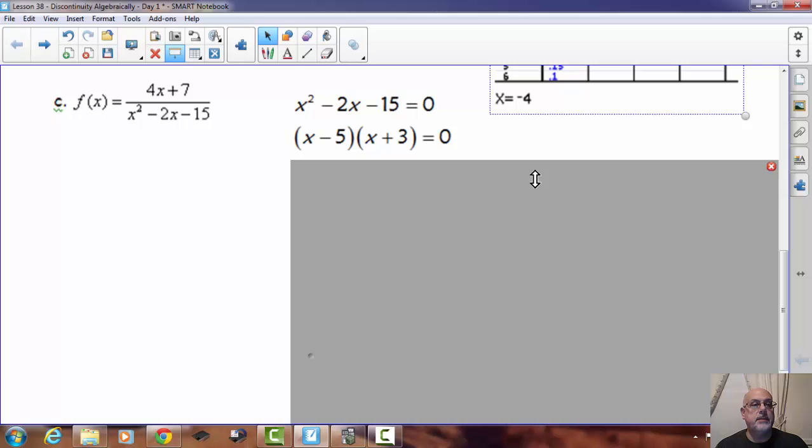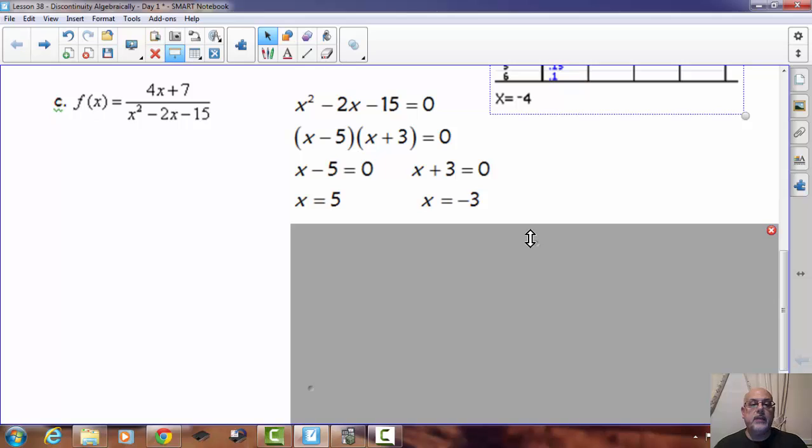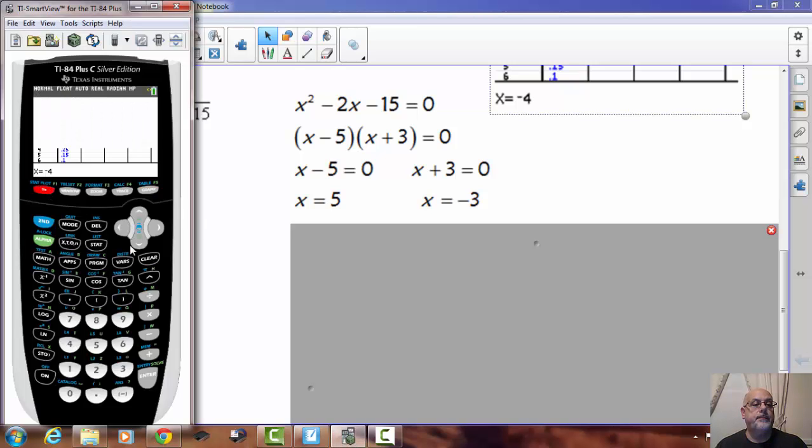Factoring, we get (x minus 5) times (x plus 3). So we set each factor equal to 0, and we find out that our function is discontinuous at x equals 5 and negative 3. Let's check that on the calculator. So in parentheses, I will put in 4x plus 7. Close parentheses, divided by, again in parentheses, x squared minus 2x minus 15. Close your parentheses.